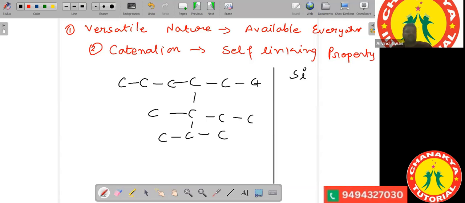Okay, its versatile nature, that is availability everywhere, and its catenation, that is the self-linking property of carbon, makes it versatile. By which we see different number of products. So I hope you have understood these two properties of carbon.